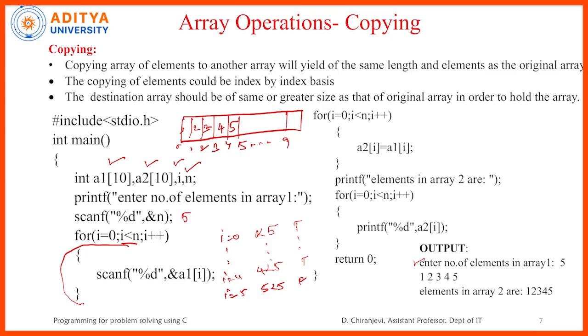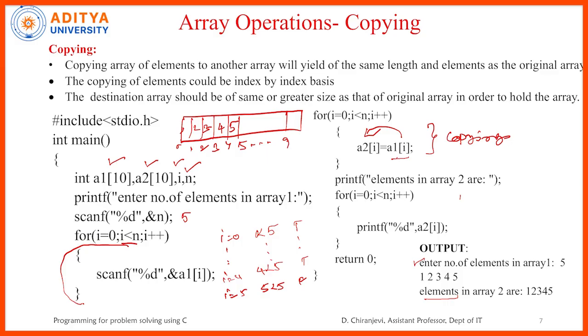Now this time what you are doing, you are copying the elements. This is the logic for copying. Here what I did, A1 of I, that means array 1, all index values I assigned to array 2. First array indexes are assigned to second array indexes. After that I am printing the elements in the second array. That's why this message is printed, elements in second array are. Now we are printing the elements of the second array by using indexes.